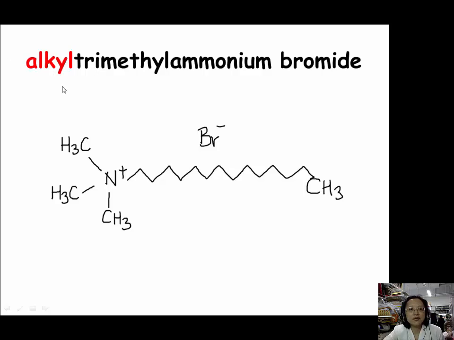And one more example for alkyl is alkyltrimethylammonium bromide. This compound is also called citramide. Citramide is a topical antiseptic agent. This is the structure of citramide.